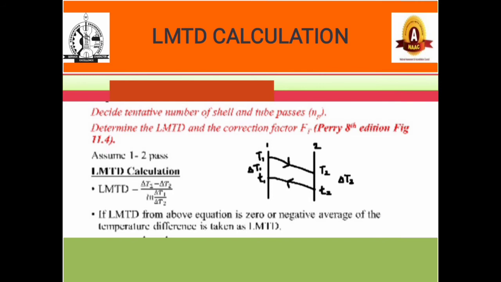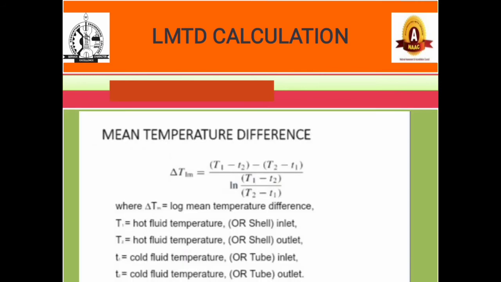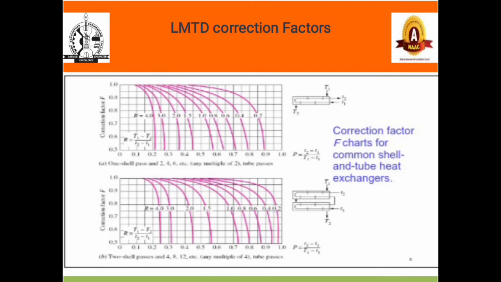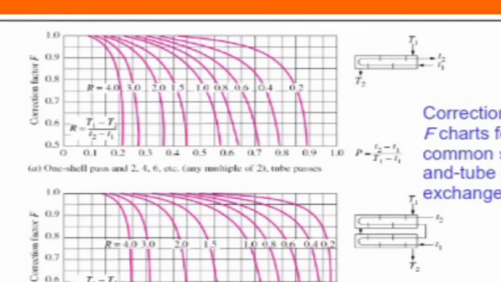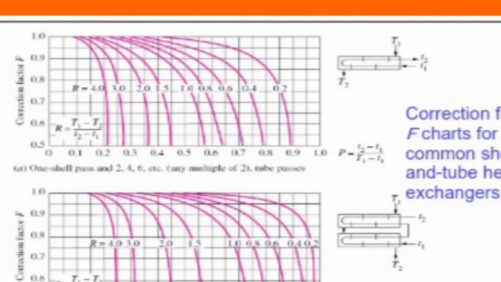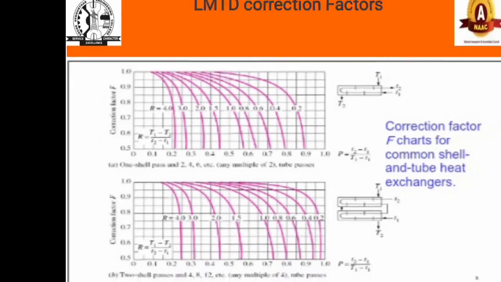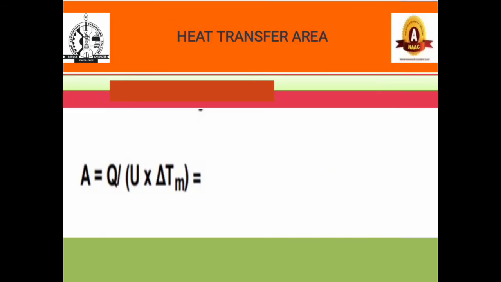Then we have to refer to Perry 8th edition for the LMTD correction factor. So the mean temperature difference is calculated using this formula. After calculating the LMTD, we have to apply the LMTD correction factor using Perry's book. This is the chart for which we have to calculate the R value, R equal to T1 minus T2 divided by t2 minus t1. Then using this chart, we can find the LMTD correction factor F. Then after that, the corrected LMTD is calculated.